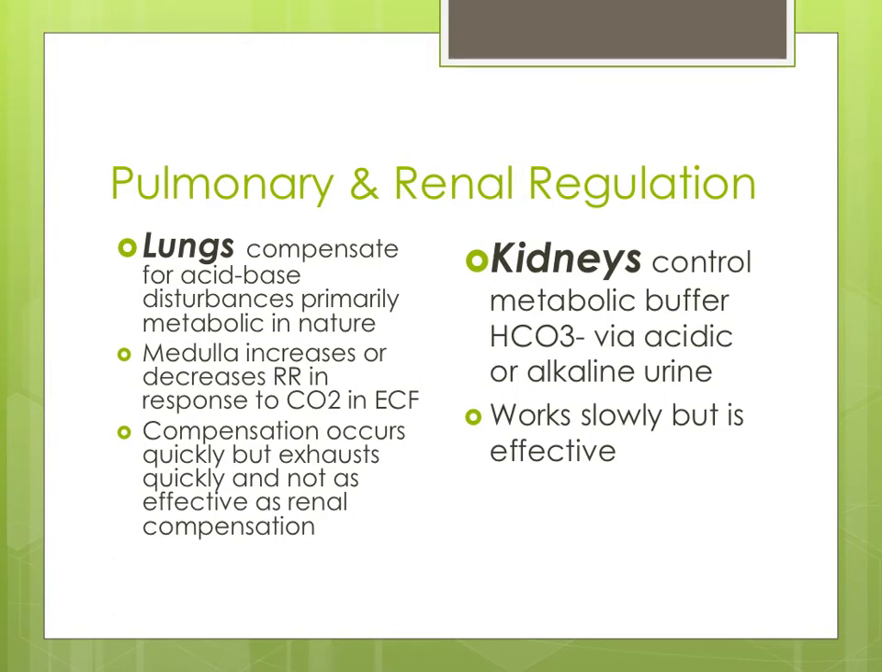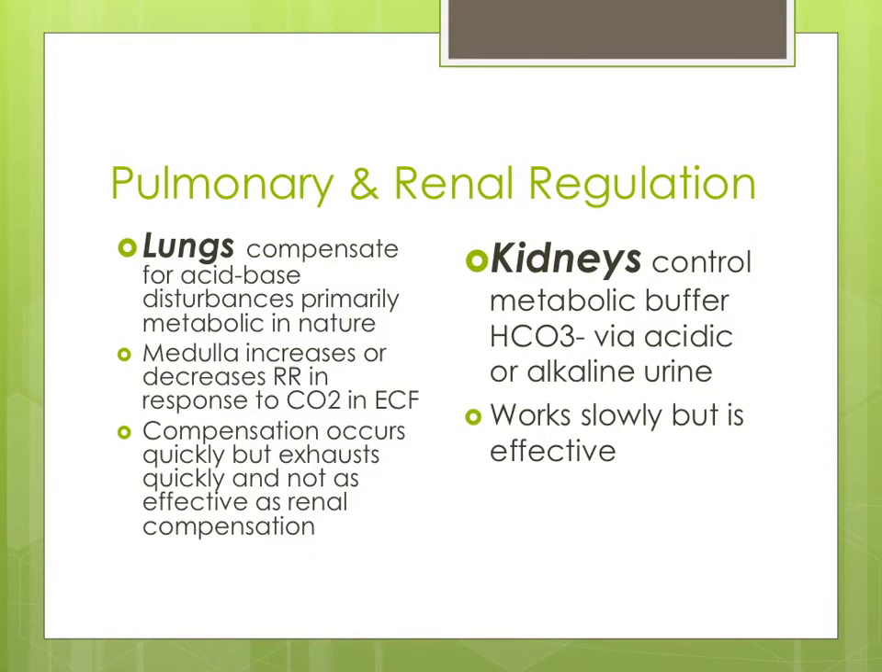So what happens when things get out of whack? Well, the opposite system tries to help out. So for instance, if the lungs are struggling, it's a primary respiratory issue, the kidneys will try and help. If it is a kidney issue, the kidney is the primary issue, then the lungs will try and help out. The lungs help out, they compensate for the disturbance by changing the respiratory depth and rate.